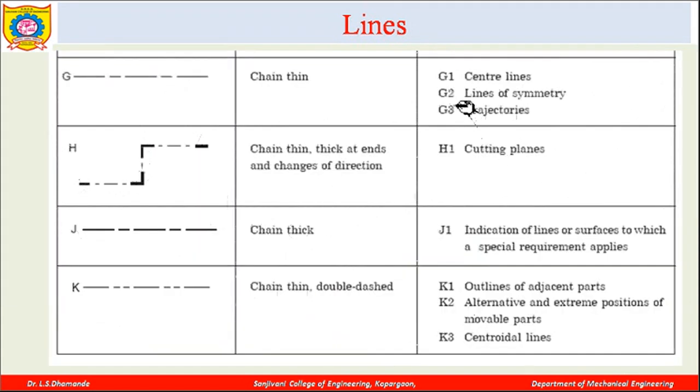And the line of symmetry is similar to G2. Now sometimes you are going to draw a line like this. This is called chain thin and thick at the ends and changes of direction. The ends of this line are thick, and in between it is thin chain, long dash, short dash, and it is also changing its direction.